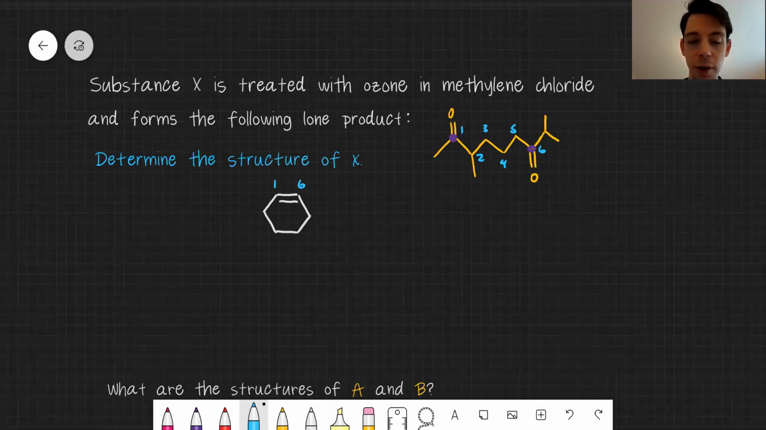Okay, and now I've got a few other functional groups. I have a methyl group on carbon 1 and a methyl group on carbon 2. So I'm going to put a methyl group on carbon 1 and a methyl group on carbon 2, and I'll number these two just for clarity. Okay, and I've got an isopropyl group on carbon 6. Okay, so this would be my final structure.